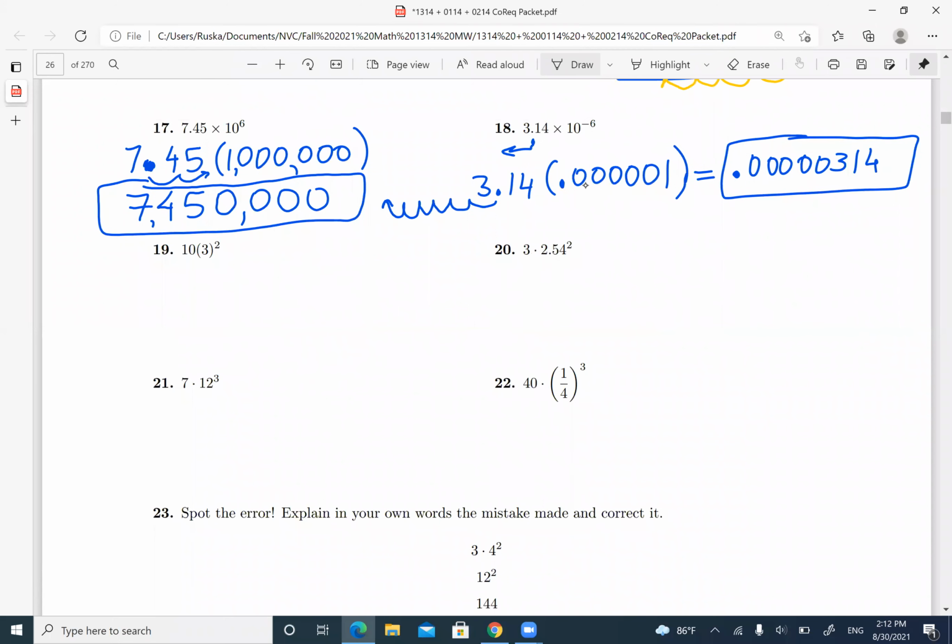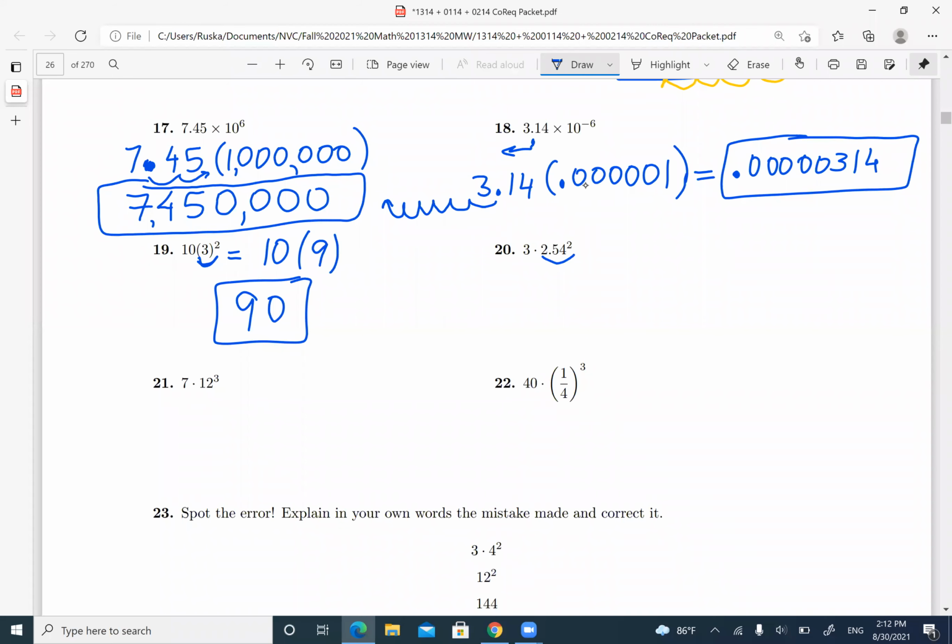Okay, let's have another example. Here we have 10 times 3 squared. So what you're going to do first is the exponent. 3 squared is 3 times 3, which is 9. And 10 times 9 is 90. This is just a trick question to see if you remember to do the exponents first. Okay, then you have another one. We have to do the exponent first.